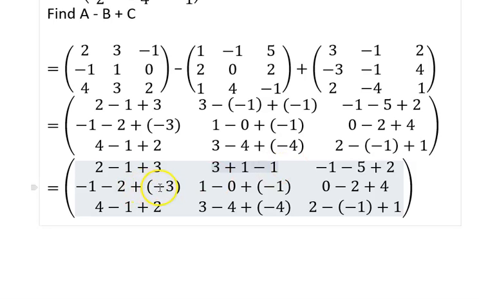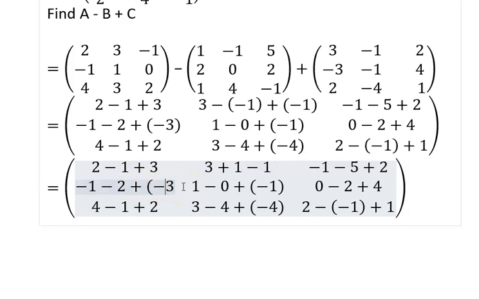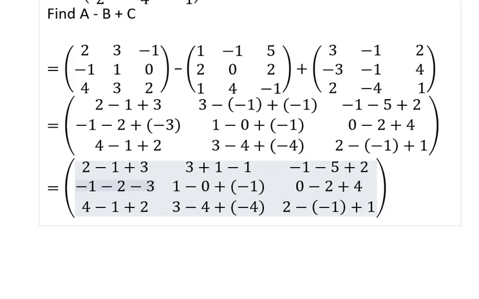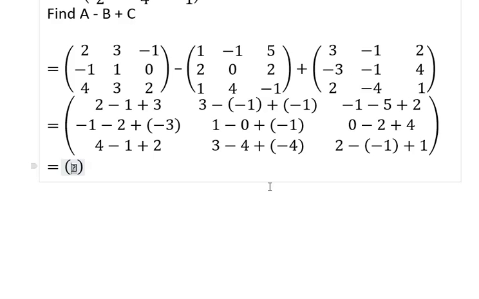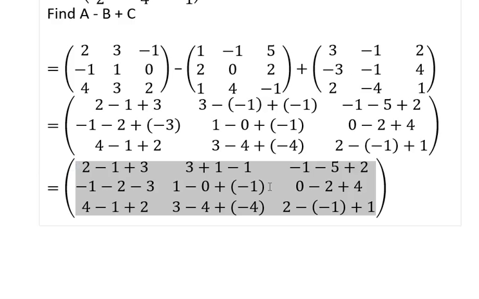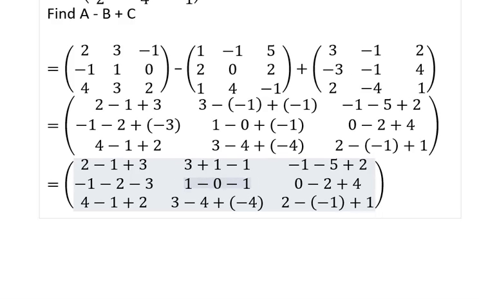So let's come here because this one too has brackets. Minus times plus here will give us what? Minus. So we have minus 3 here. Beautiful. Minus times plus here will give us what? Minus. So we have minus 1 here. Minus times plus here will give us minus. So we have minus 1 here. Beautiful.